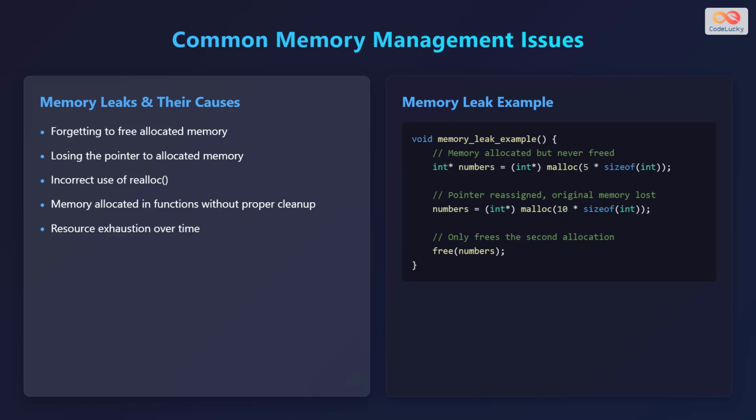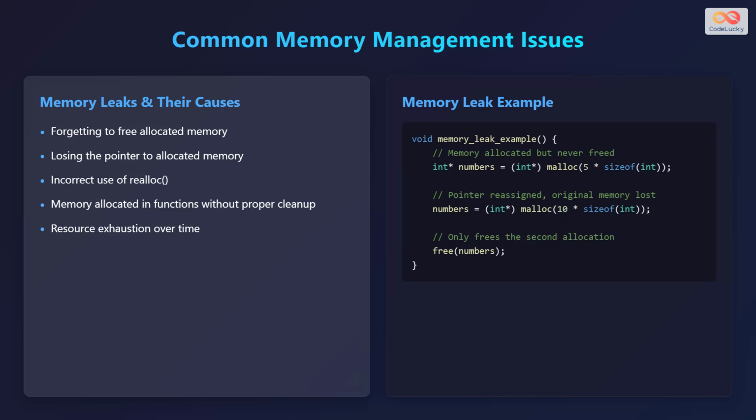Let's start by looking at common memory management issues, specifically memory leaks and their causes. Memory leaks occur when you forget to free allocated memory. This can happen if you lose the pointer to the allocated memory, use the realloc function incorrectly, or allocate memory in functions without proper cleanup. Over time, these memory leaks can lead to resource exhaustion and slow down your program.